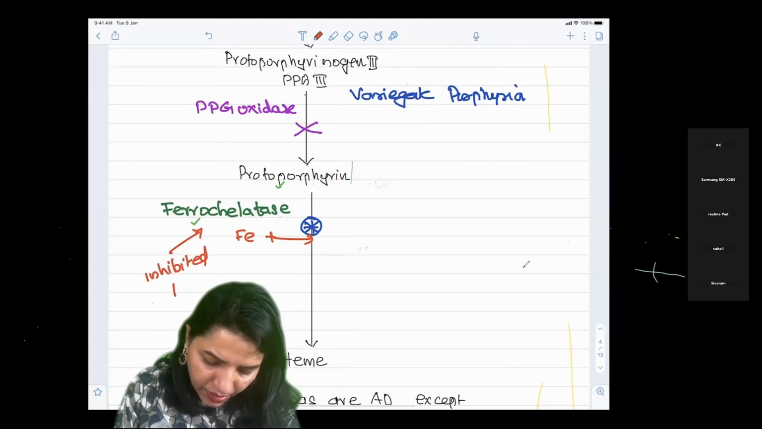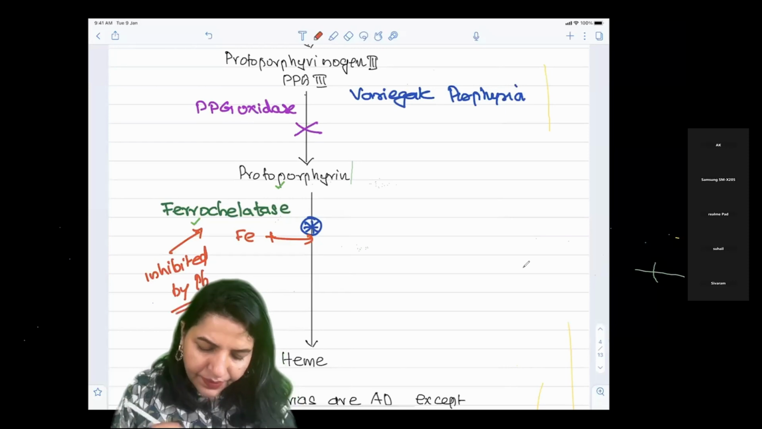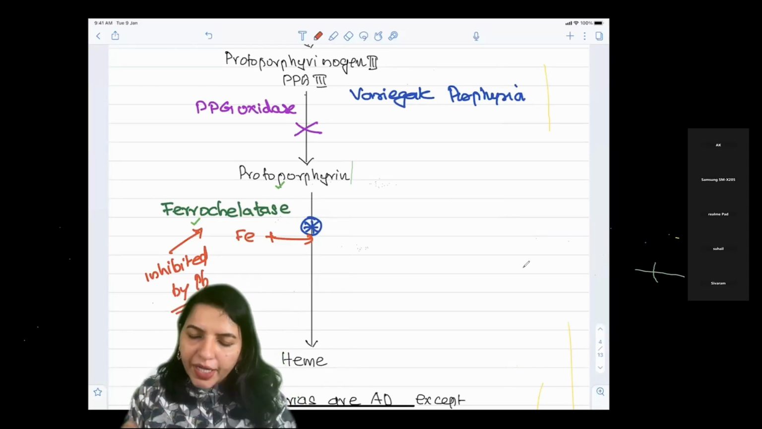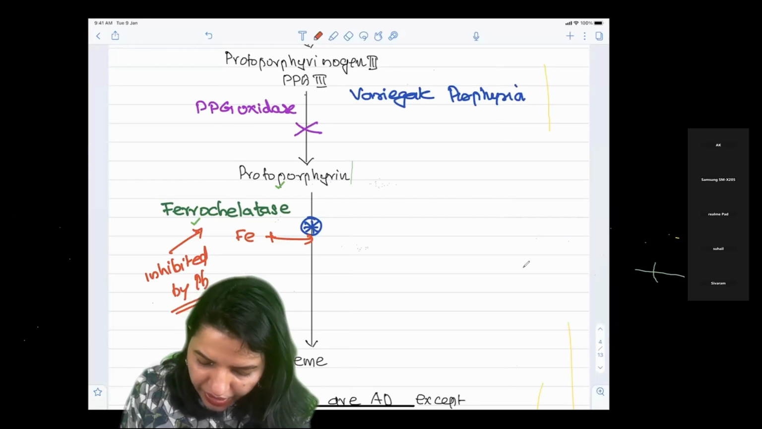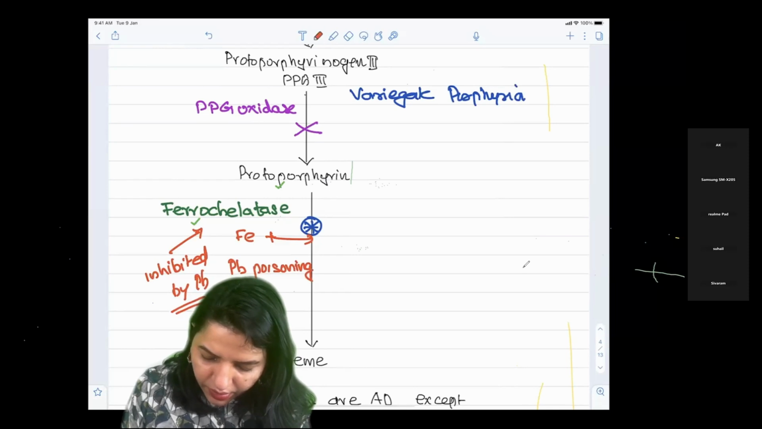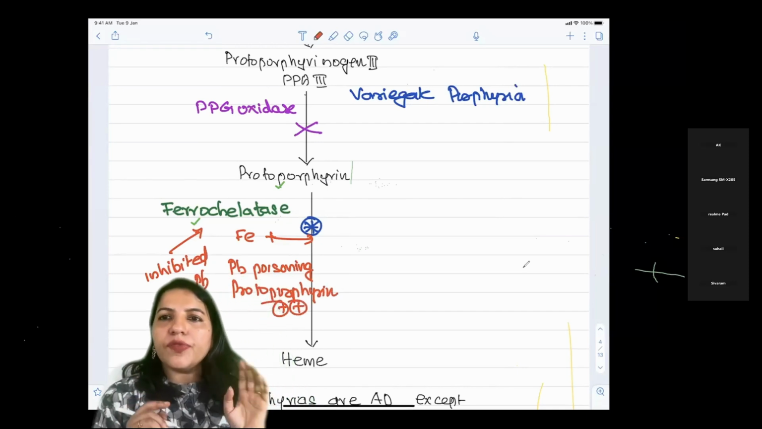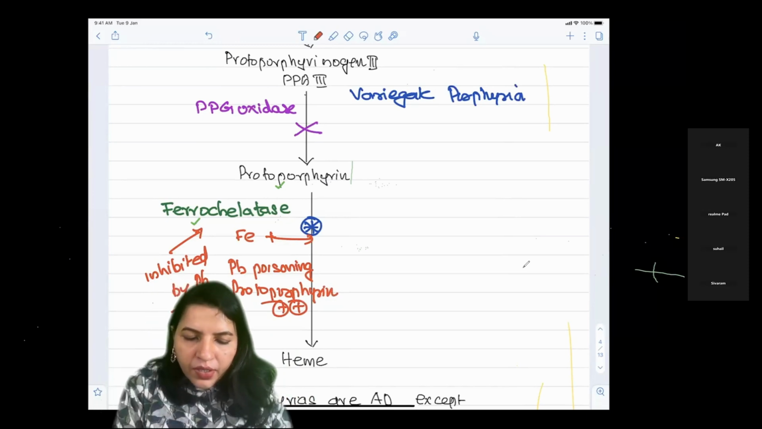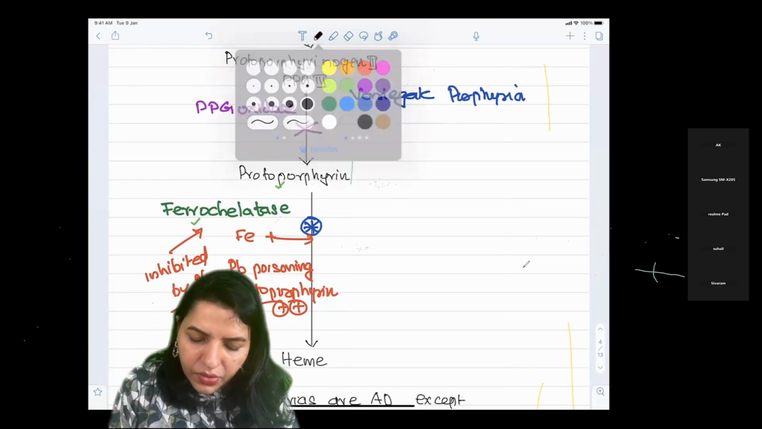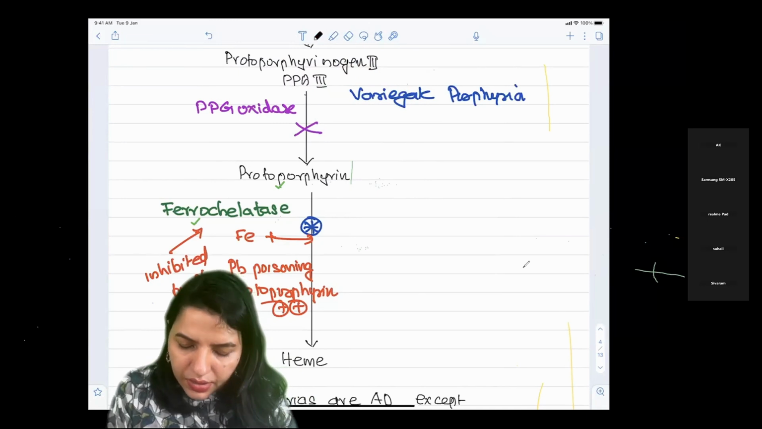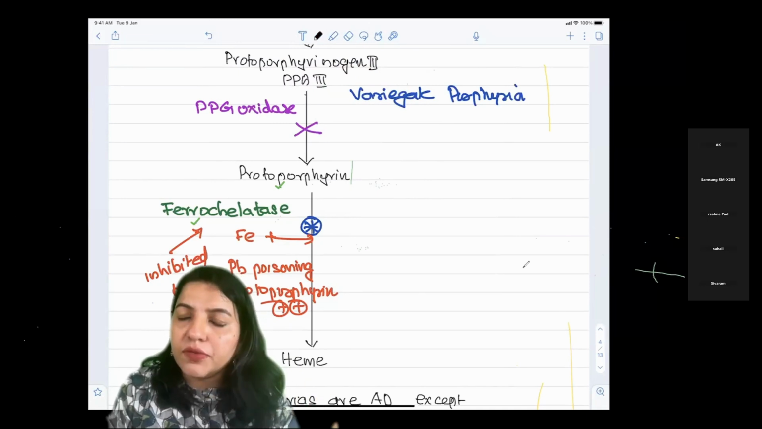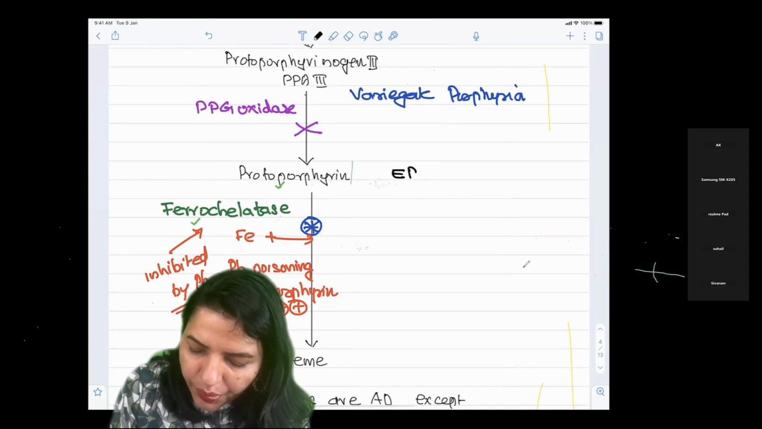Next important point is ferrochelatase is also inhibited by lead. Okay. So in lead poisoning, what is also accumulating? Protoporphyrin is also accumulating because lead can inhibit ferrochelatase as well. Okay. Now, that is one thing that you should know. Then another disorder which is associated with the defect in ferrochelatase is EPP.